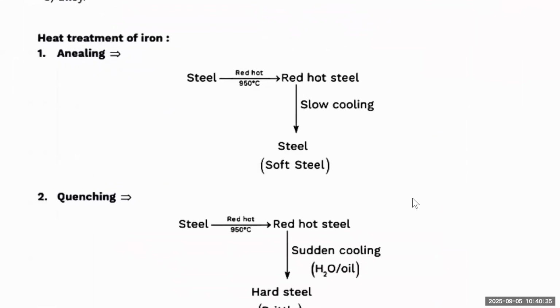One is annealing. Annealing is you take a steel, heat it strongly up to 960 degrees. It will become red hot steel, and you do a sudden cooling. On doing sudden cooling, it will become a soft steel. Clear?